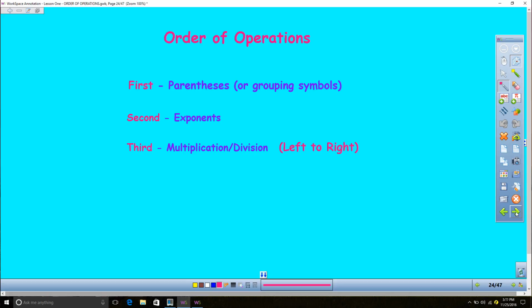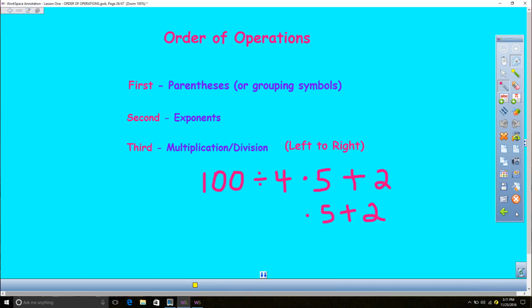Thirdly, you do multiplication and division from left to right. Now, notice that I've written the word multiplication first, but you do not multiply before you divide. You do not divide before you multiply. Multiplication and division are equal. So which one do I do first? You do which one comes first, from left to right. So in this expression, I'm going to divide first simply because it comes first before the multiplication.